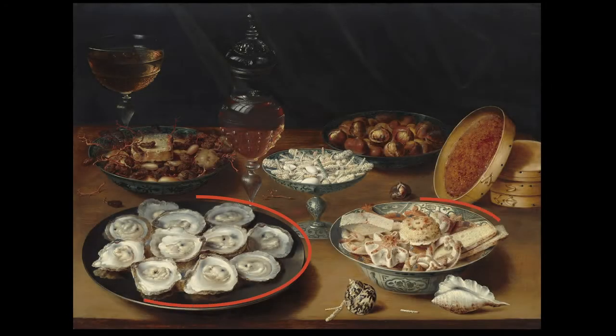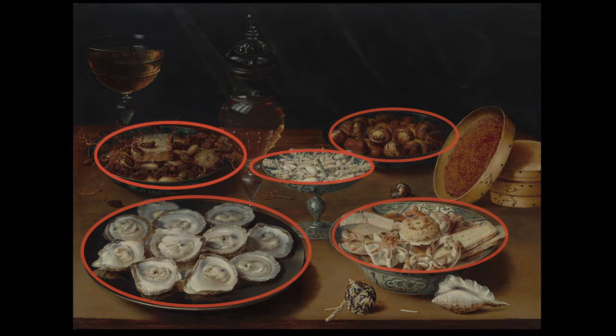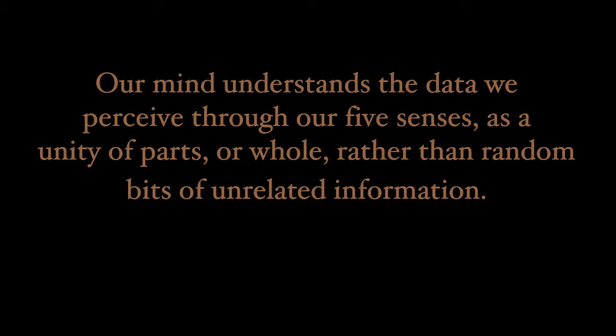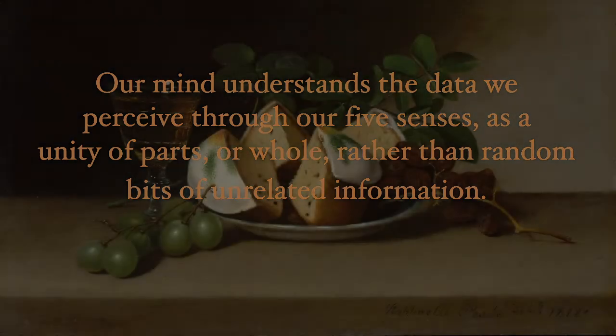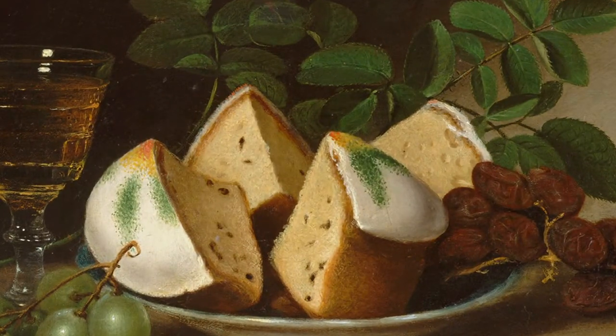In this chapter, we will be looking at the relationship of the visual image to the parts of which it is composed. Our investigation will be based on the Gestalt psychology of perception, its central tenets being that our mind understands the data we perceive through our five senses as a unity of parts, or whole, rather than random bits of unrelated information. We see a whole image before we see its individual parts.